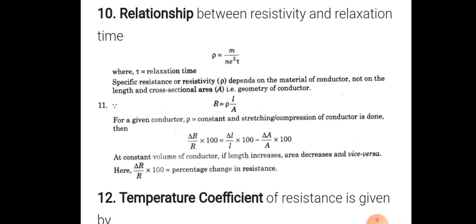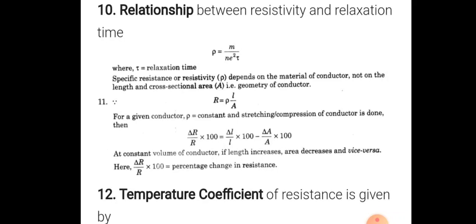R equals rho L upon A. For a given conductor, rho is constant, and when stretching or compression of the conductor is done, then ΔR/R × 100 equals ΔL/L × 100 minus ΔA/A × 100. At constant volume of the conductor, if the length increases, the area decreases, and vice versa. Here ΔR/R × 100 equals the percentage change in the resistance.